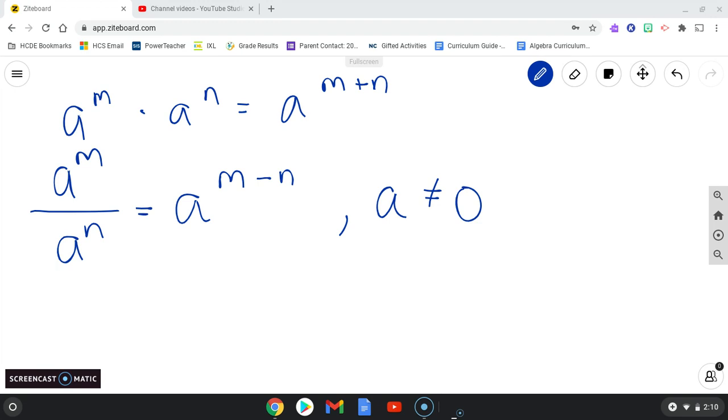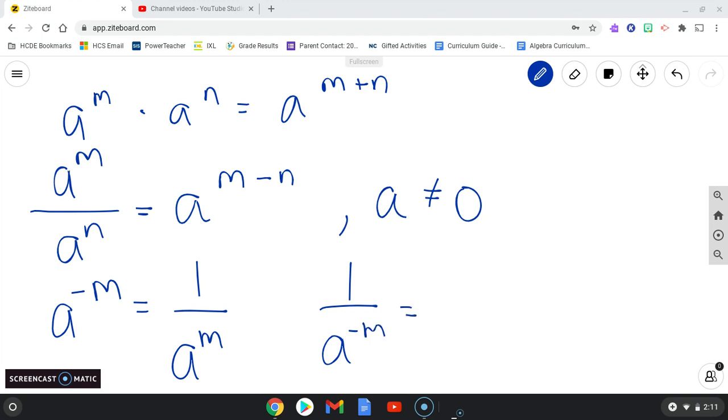Next, we have the negative property, where we have a to the negative m. Whenever you see a negative exponent, you need to reciprocate. This would be the same as if you saw a negative exponent in the denominator, you need to reciprocate. Remember that some teachers have probably used flip instead of saying reciprocate. We want to emphasize that you use the word reciprocate now that you're in Algebra 1. So there's product, quotient, and negative properties.